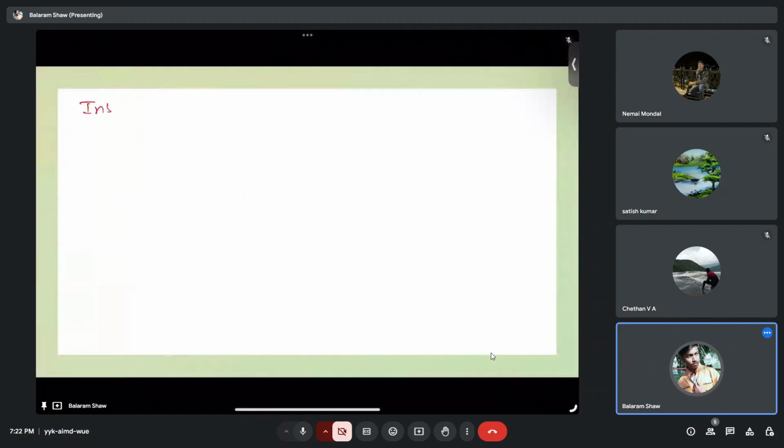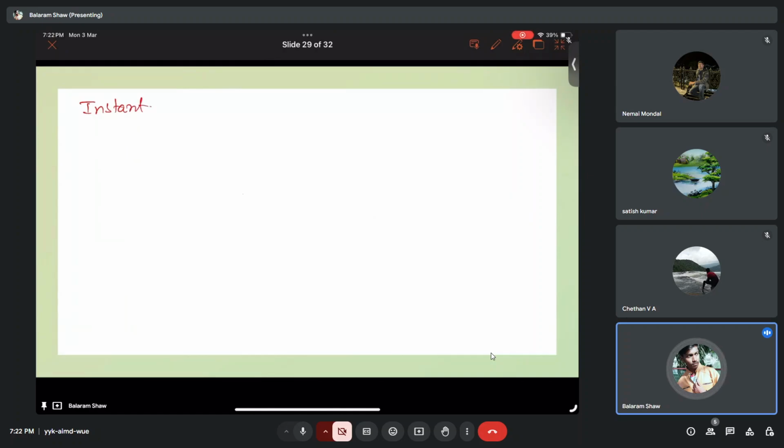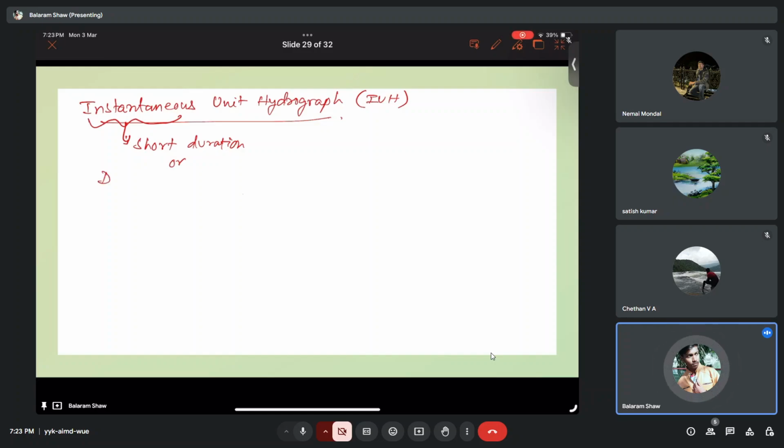So next was the instantaneous unit hydrograph, or we write this as IUH. So what is instantaneous unit hydrograph? Again, from the word you can understand that instantaneous unit hydrograph is the response of a watershed to a unit input of rainfall over a short duration. Because it's instantaneous, this means it is having short duration, or the D that we have discussed is diminished indefinitely.